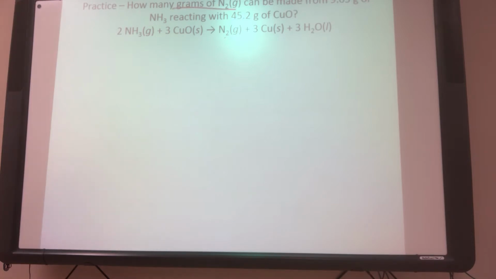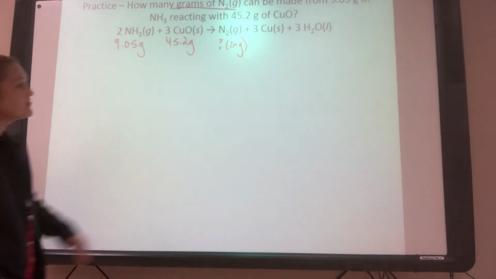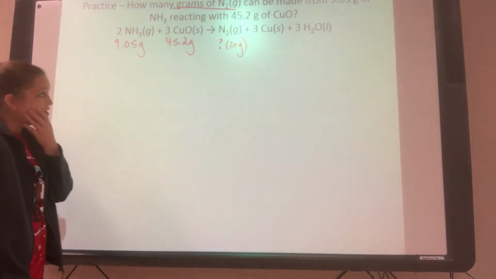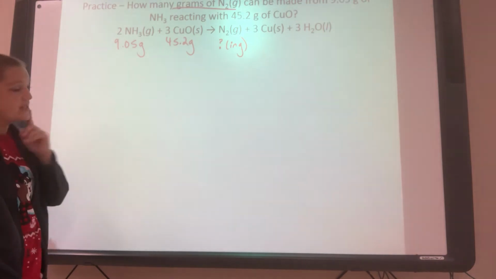So I found my equation because I like to write things underneath. And I said I'm looking for this and I want it in grams. So I'm looking for the grams of this guy. Okay. What did they give me? So they gave me the 9.05 grams of NH3 and they told me how much it is reacting with my CuO. And that's it. So I want to know how much of this is going to be made, and they gave me these two. So then you say, well, where do I start? Because they gave me two things.